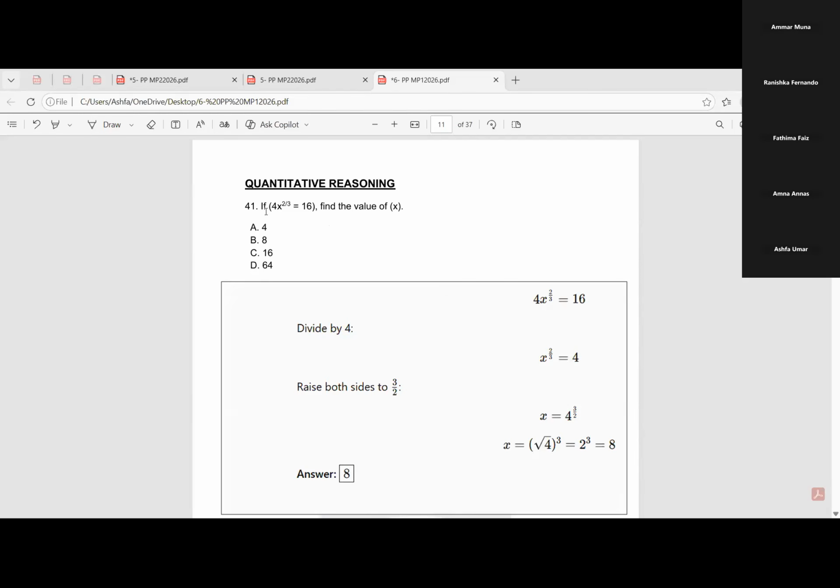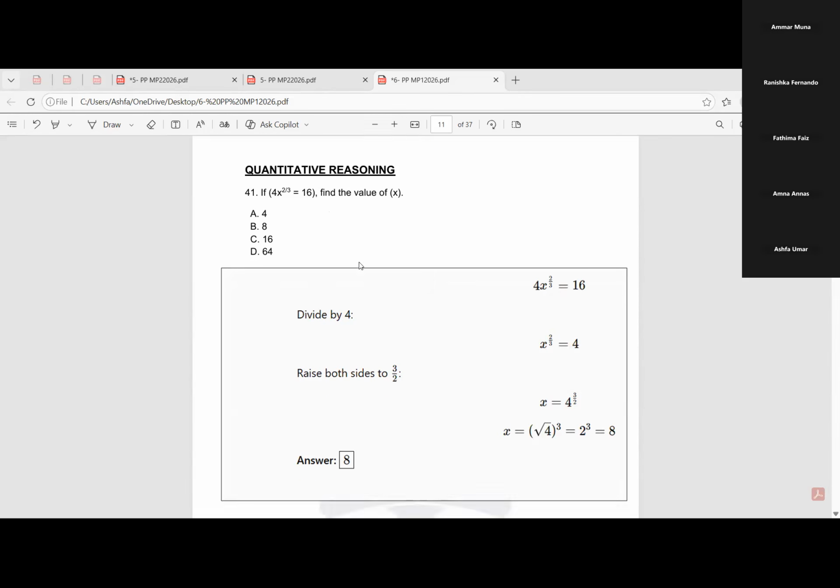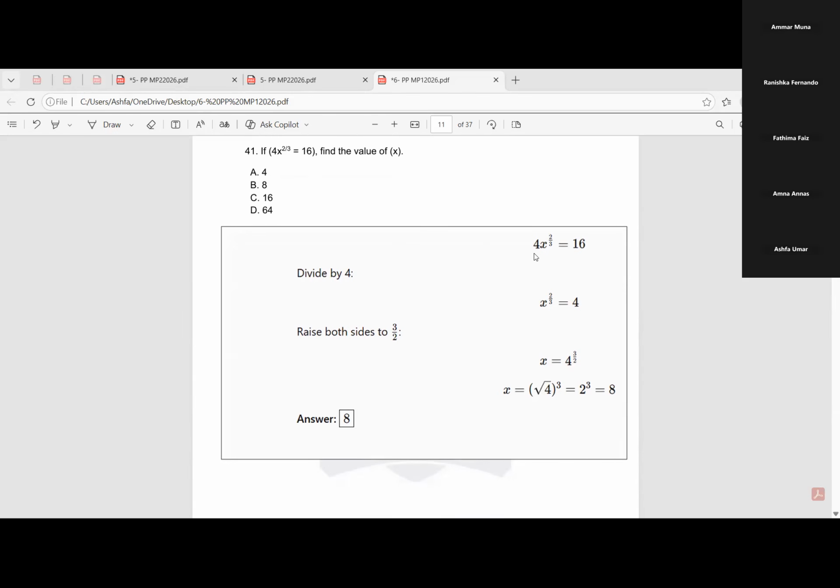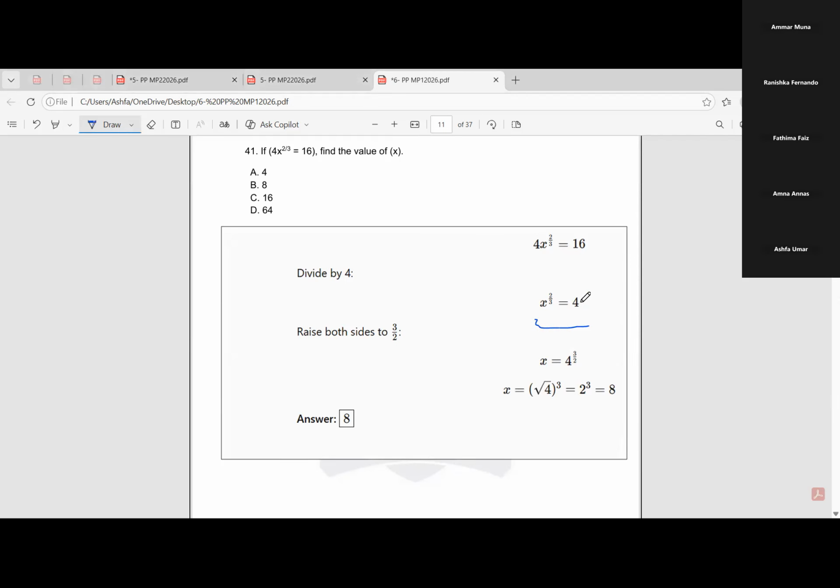So, this is the first question. You have been given an equation and have to find the value of x. The main concept here is fractional exponents. There's a fractional exponent. First we have to isolate the variable x by dividing both sides by 4. Then we get x to the power 2 over 3.